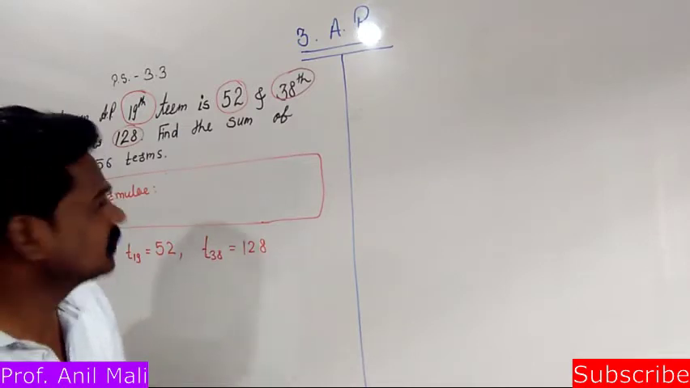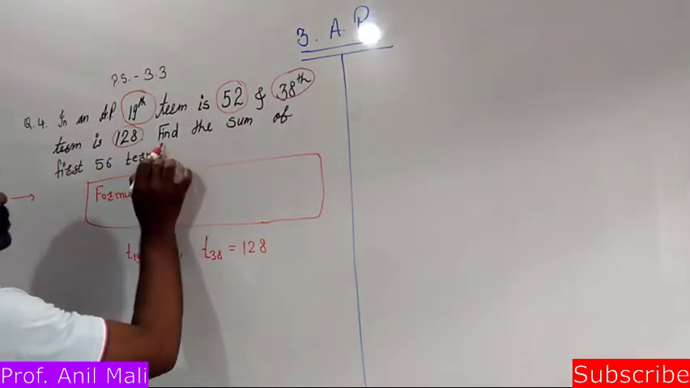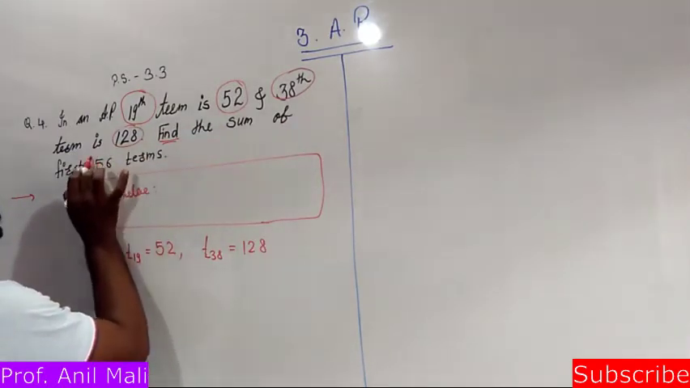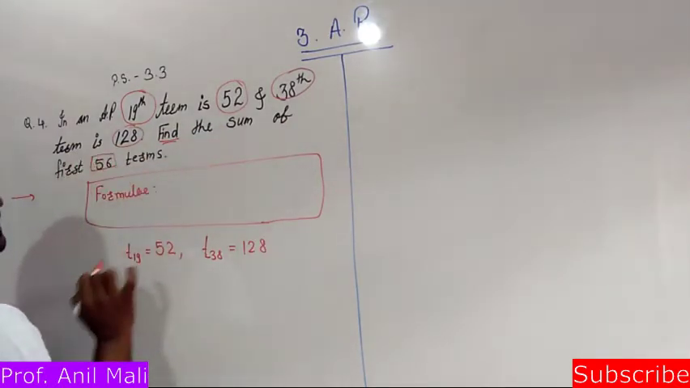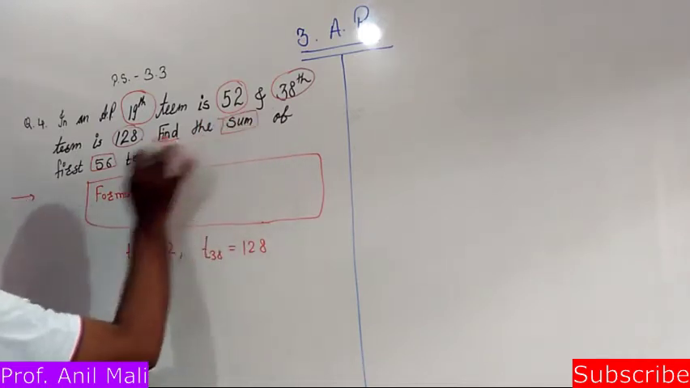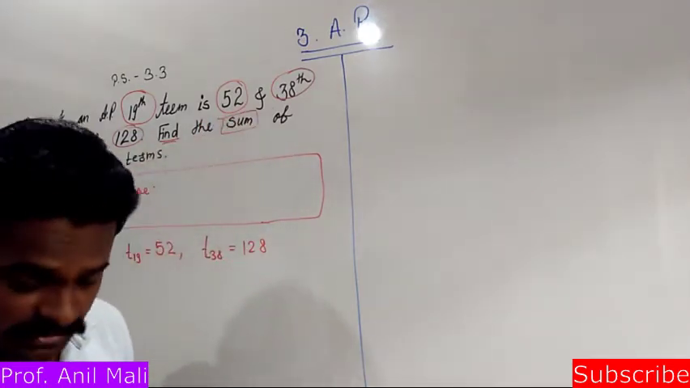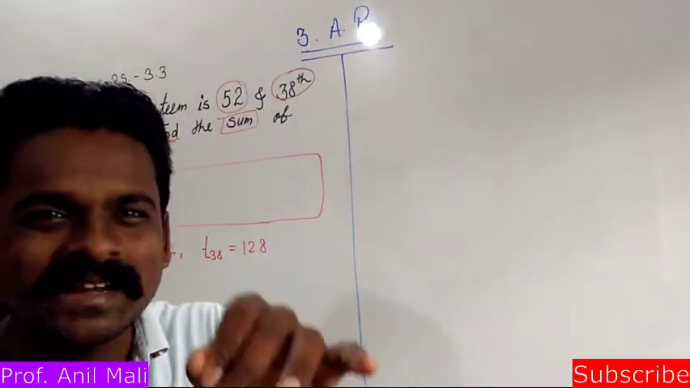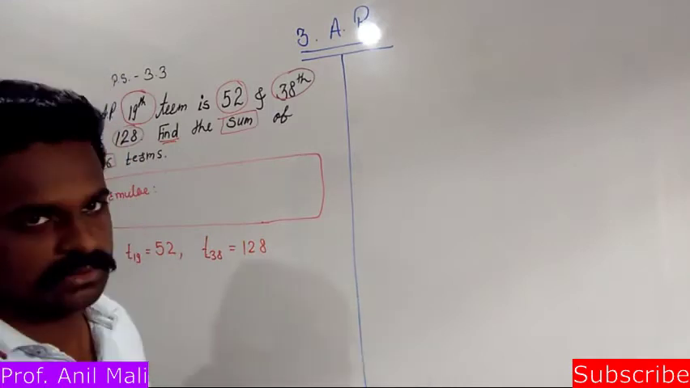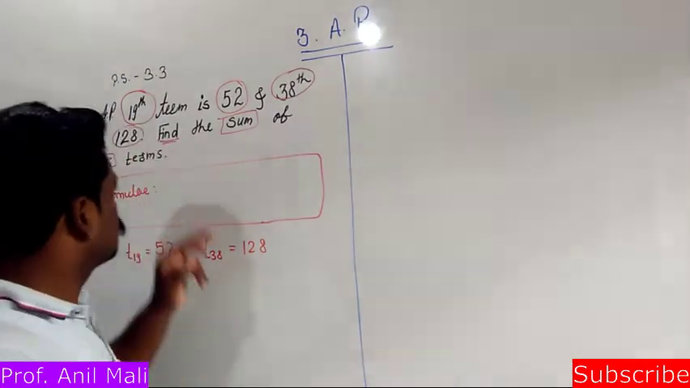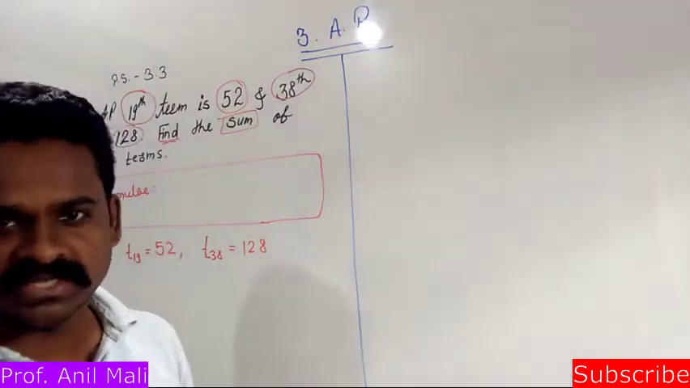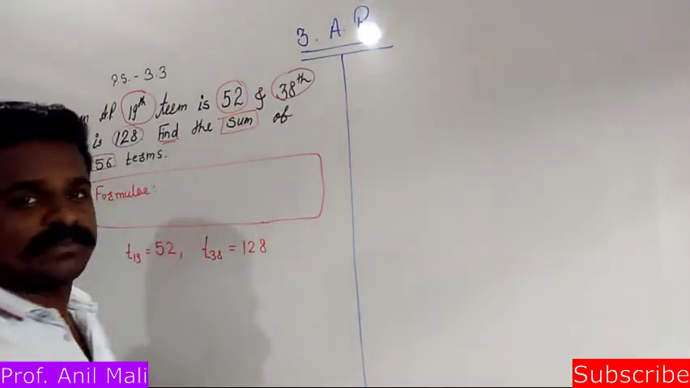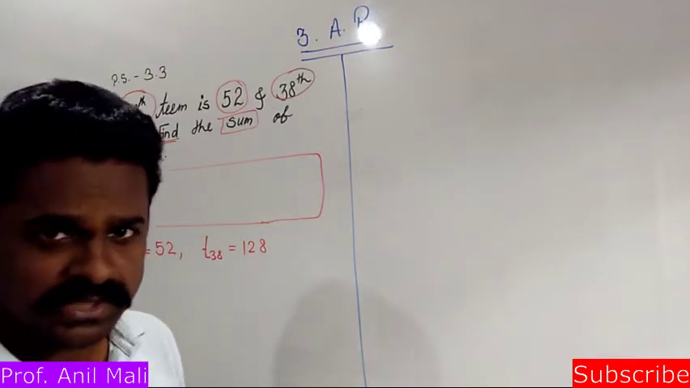And what we need to find out? Find the sum of the first 56 terms. We need to find the sum of the first 56 terms in that arithmetic progression whose 19th and 38th terms are given to us. How can we find it? We need the sum of the first 56 terms.